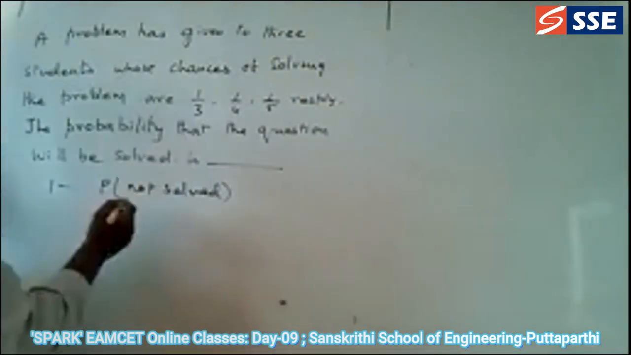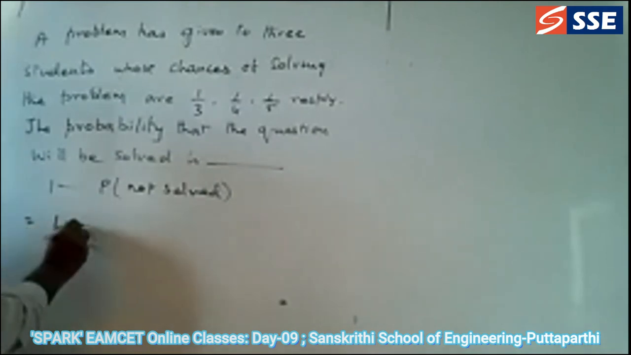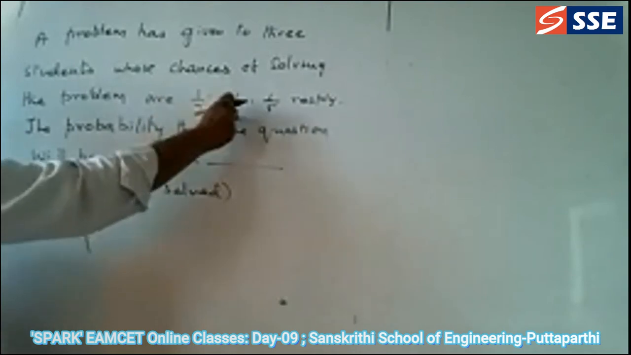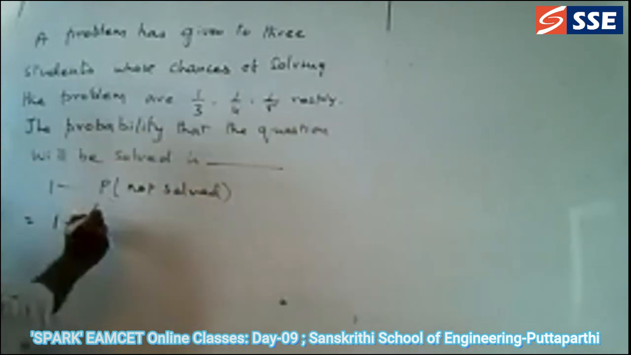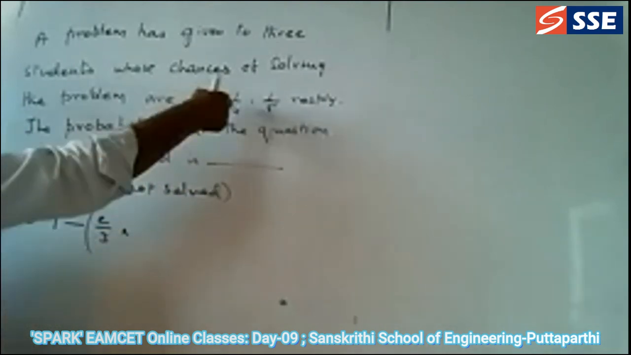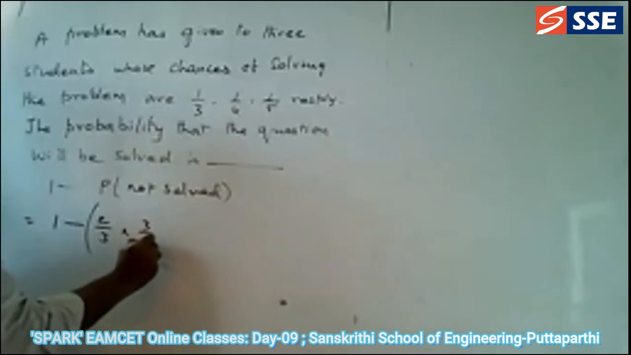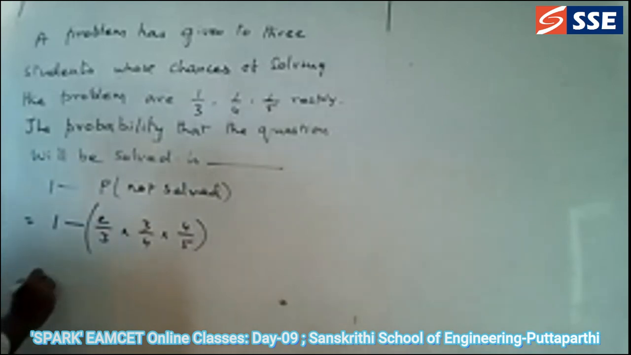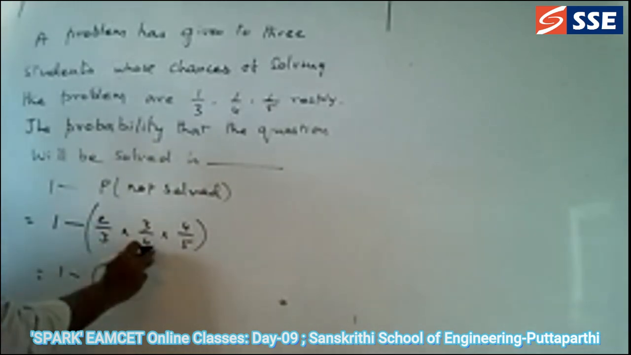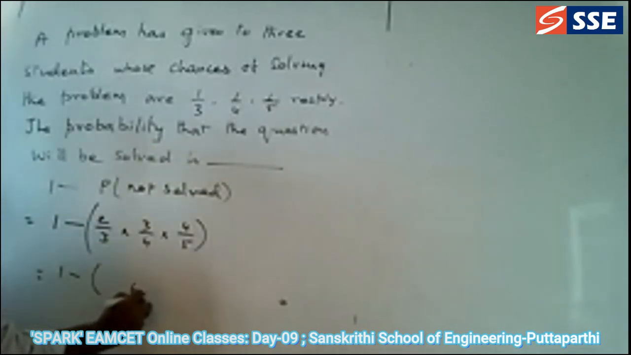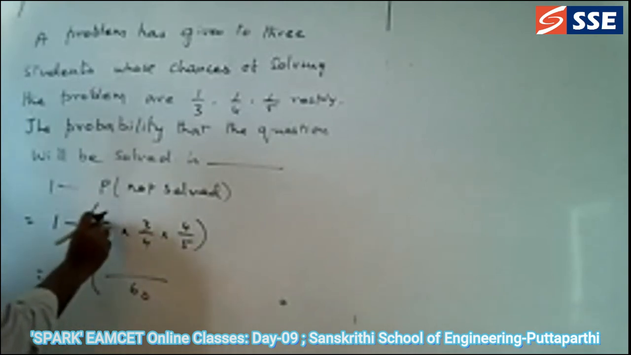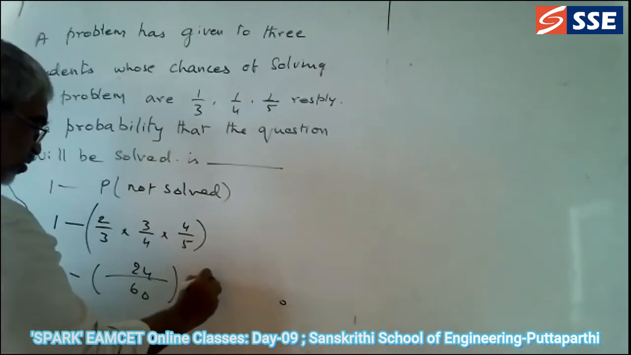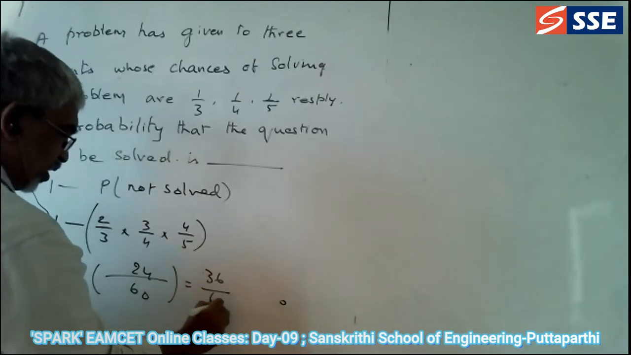So now let us see how it is solved. 1 minus not solved for this, that is this and this and this. Not solved for this is 2 by 3, into not solved for this is 3 by 4, into not solved for this is 4 by 5. So totally you have to put 1 minus 3 into 4, 12 into 5, 60, whole divided by 2, 3, 6 into 4, 24. So you get 36 by 60 the remaining.